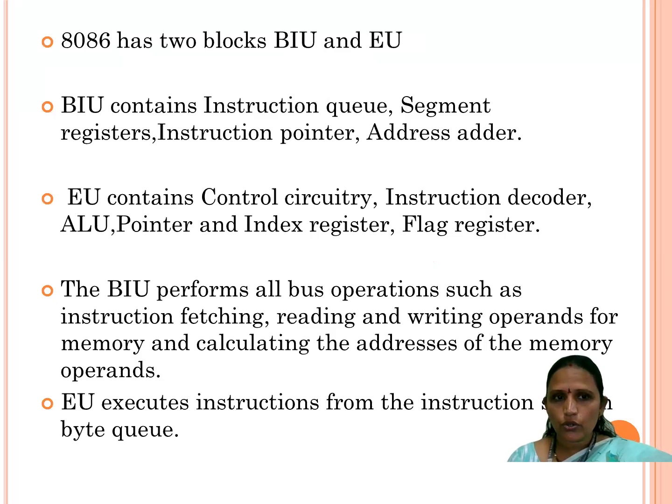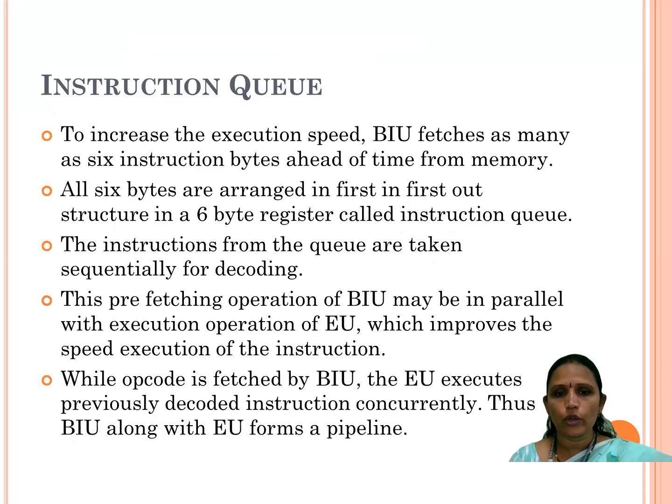So what will the bus interface unit perform? The bus interface unit performs all bus operations, such as instruction fetching, reading and writing operands from memory, and calculating the addresses of the memory operands. All these operations are performed by the bus interface unit. And the execution unit executes instructions fetched byte by byte from the queue. So this operation it performs.